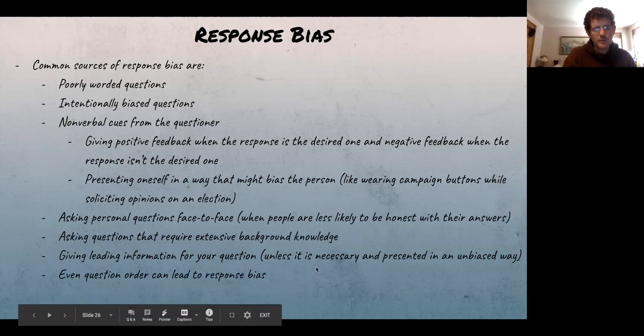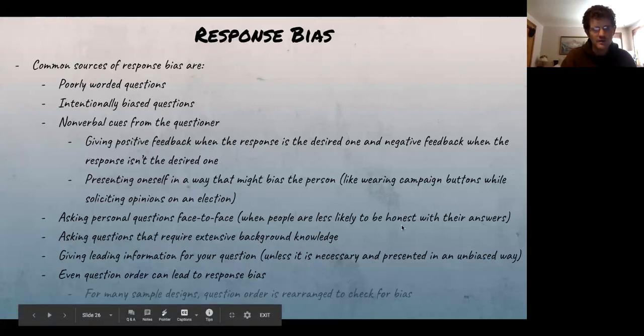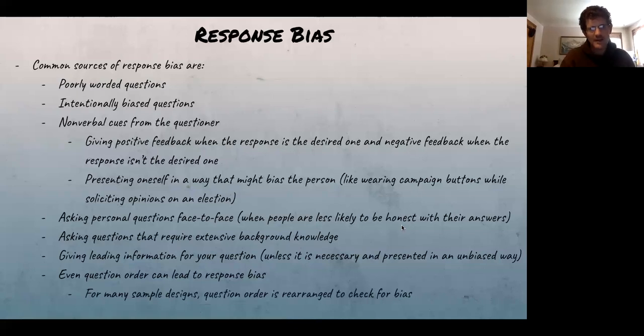This is kind of a weird thing, but there have been studies where they take the same questions and change the order that they're asked in. And they can even lead to differences in responses based on the question order. So that's actually something that people will do. They will have the samples given in different question orders just to make sure that there's no bias. And you can kind of test for that after the fact.